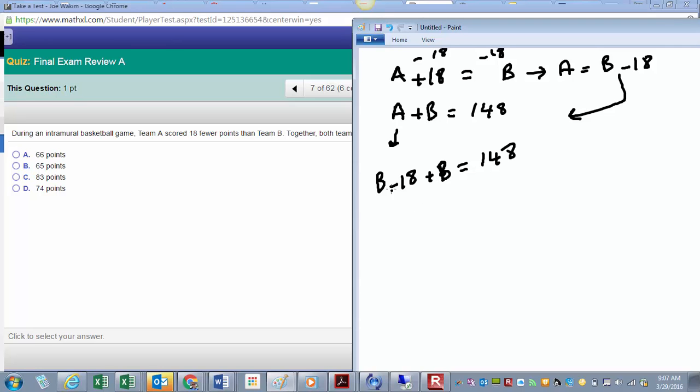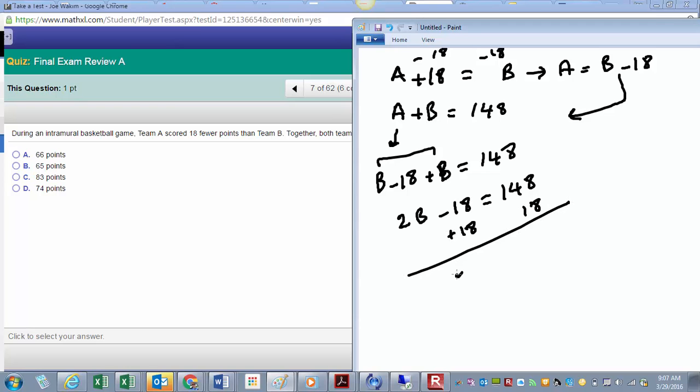So notice now B plus B is 2B minus 18 equals 148. How do you move the negative 18 to the right? Add 18 to both sides. So now 2B: 8 plus 8, 16, carry 1, 2 plus 4, 6, and then 1. 166 is 2B, but we need B, so let's divide both sides by 2, and then B would be 16 by 2 is 8, and 6 by 2 is 3.